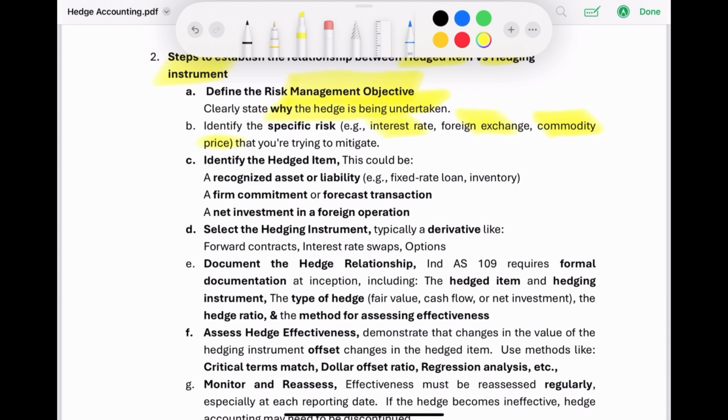Okay. Then the third one is to identify the hedged item. The hedged item is where the risks have been accounted. It can be a recognized asset or liability, or it can be a firm commitment or forecasted transaction, or it can be a net investment in a foreign operation.